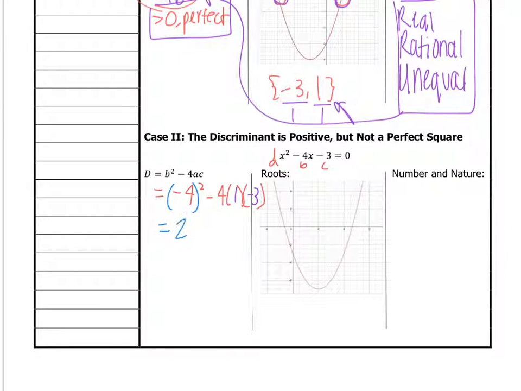And you'll find that the discriminant is 28. 16 plus 12 more. Now 28 is still greater than 0, just like the last one. But if I asked you for the square root of 28, I don't think you could tell me what the number is. Sure, you could give me a decimal, but it's not a nice number, meaning that it's non-perfect.